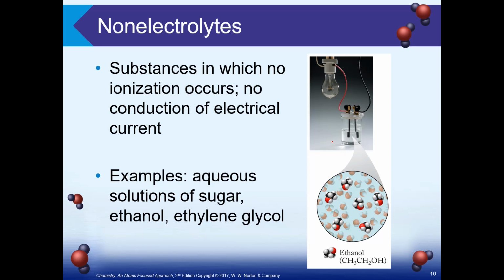So to be an electrolyte, we have to produce some ions. If a substance breaks apart nearly 100% into its ions, it's going to be a strong electrolyte. If it doesn't break down very much, it's going to be a weak electrolyte. And if it doesn't produce any ions at all, it's a non-electrolyte.